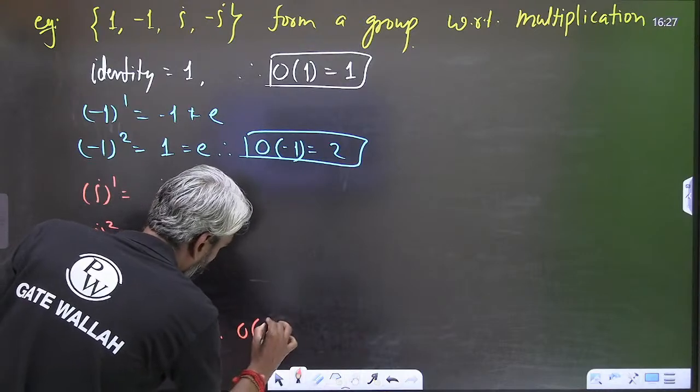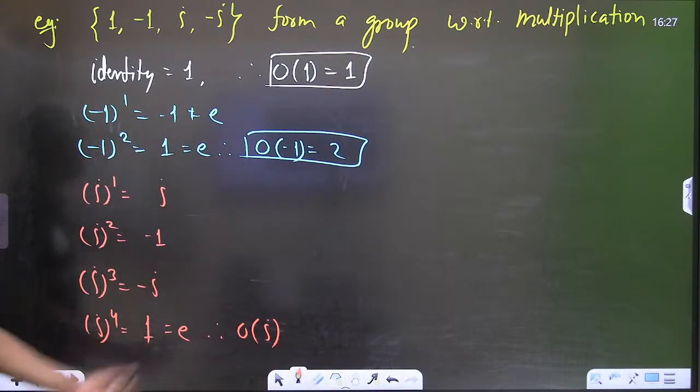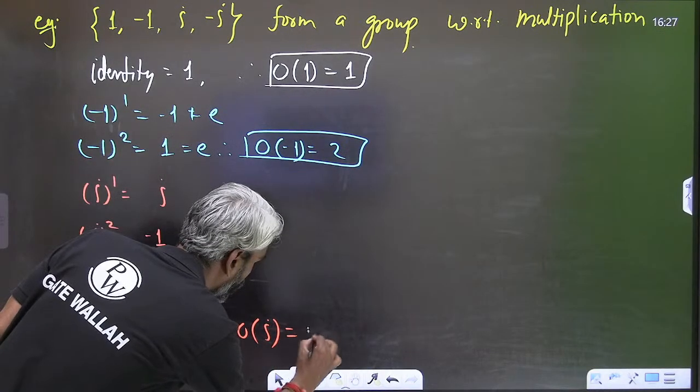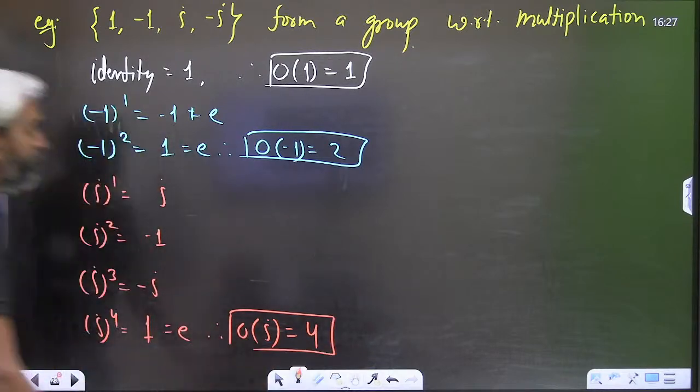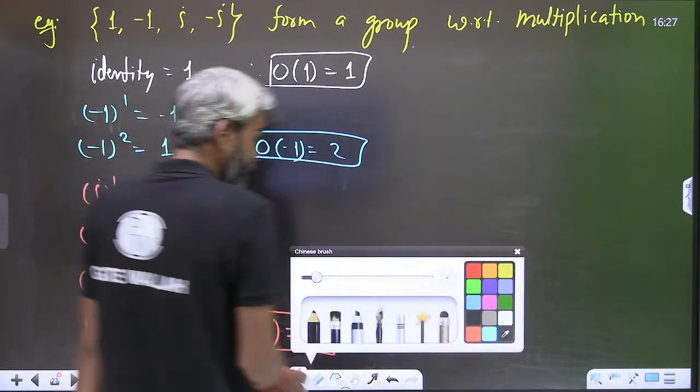Therefore, order of iota. For what power of iota we are getting the identity element? Sir, for power 4 we are getting the identity element. Therefore, order of iota is 4.